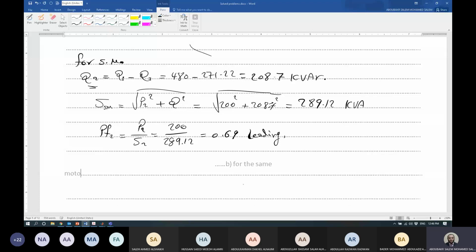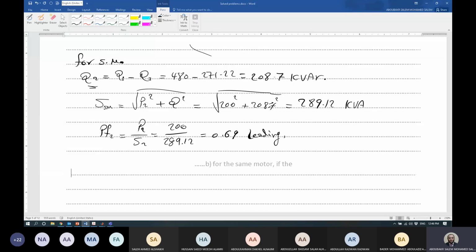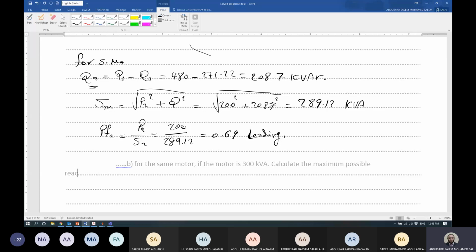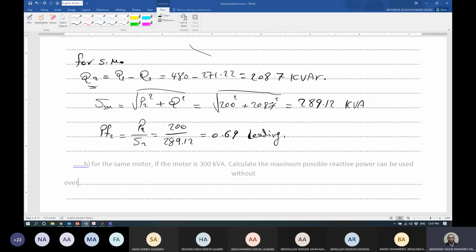For the same motor, if the rated kVA is 300, or if the motor is 300 kVA, calculate the maximum possible reactive power that can be used without overloading the motor. Is it clear?